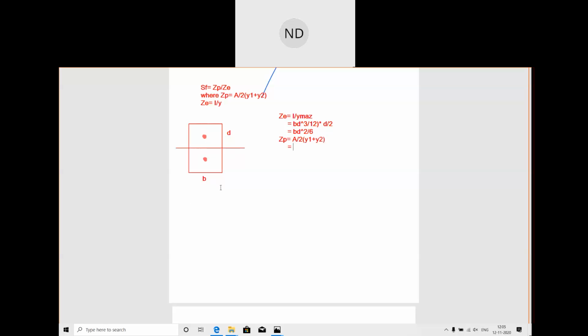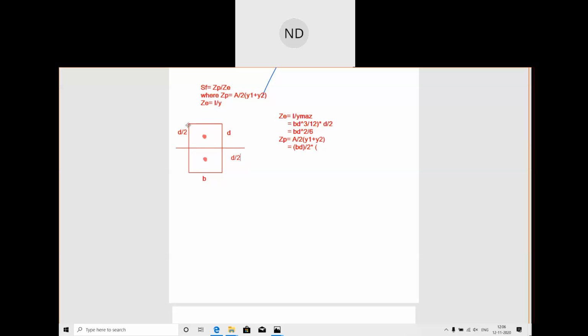Area is B into D. So B into D divided by 2. Then we have y1 and y2. Now I told you what is y1 and y2. Y1 is this distance from the neutral axis to the CG, and y2 is this distance from the neutral axis to the CG. So y1 is how much? This portion is your d by 2. We have known this. So if this portion from here to here is d by 2, that means what will be your y1?